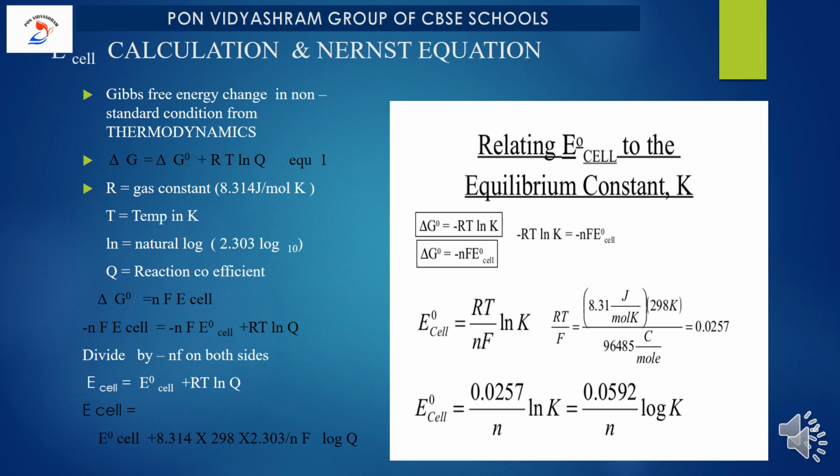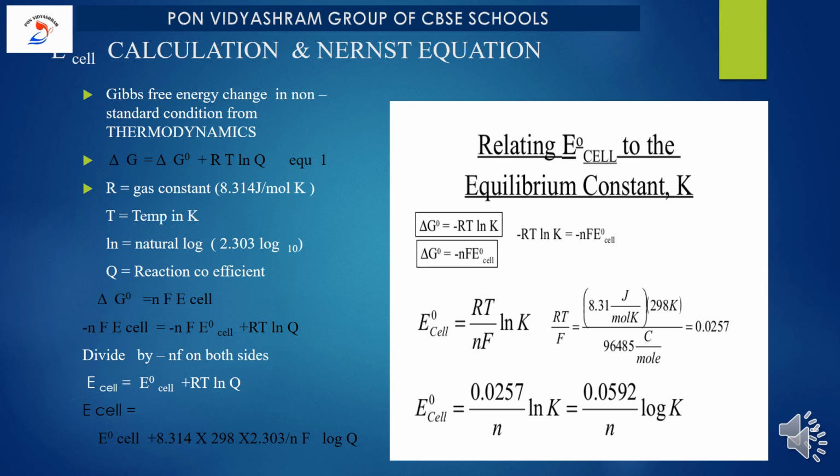R is nothing but the gas constant, whose value you know. T is the temperature in Kelvin. ln is nothing but the natural logarithm. It can be converted into log base 10 by multiplying with 2.303. Q is the reaction quotient.